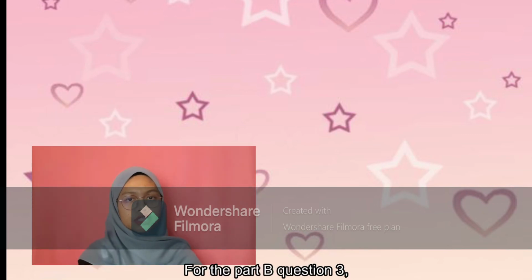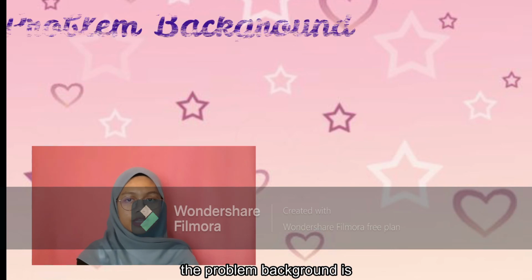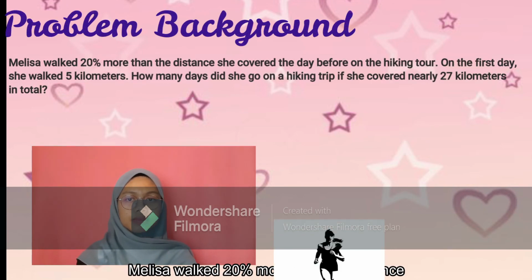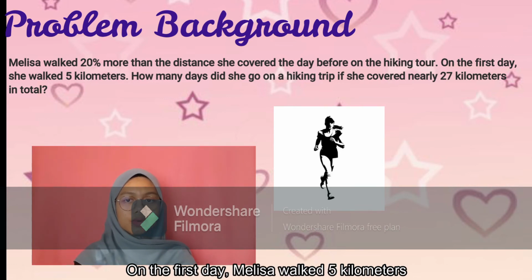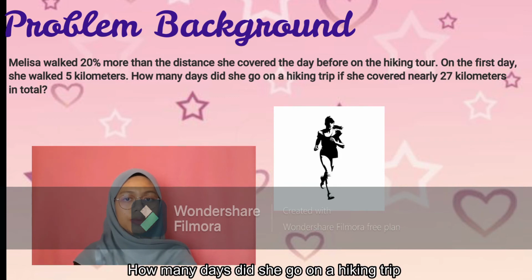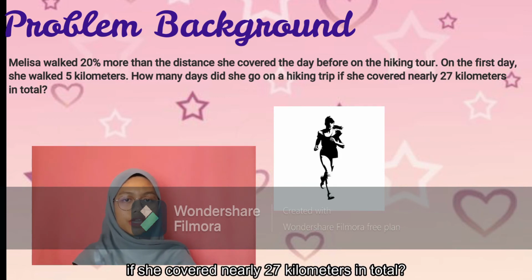For the part B question 3, the problem background is Melissa walked 20% more than the distance she covered the day before on the hiking tower. On the first day, Melissa walked 5 kilometers. How many days did she go on hiking trip if she covered nearly 27 kilometers in total?